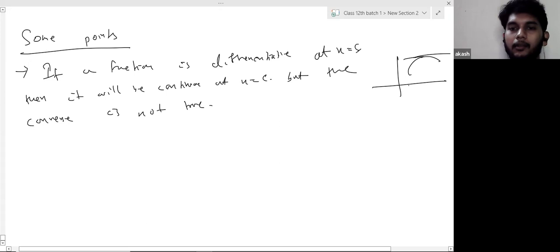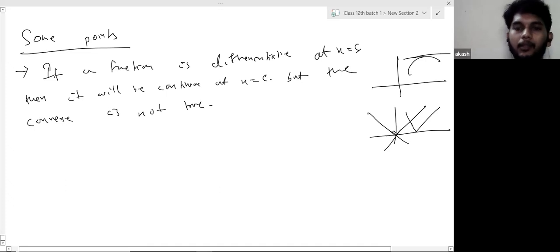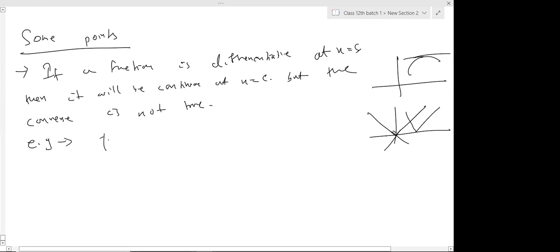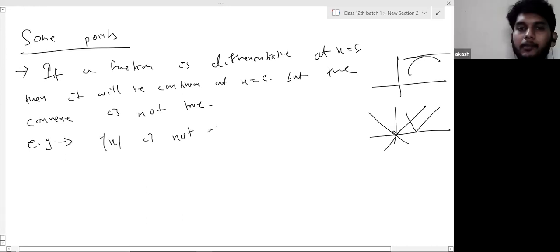But the same is not true for the converse statement, because we know the modulus function, mod x, this graph, is continuous, but we have two tangents here. So this is not differentiable. We just solved this question: mod x at 0 was not differentiable, right? Yes, sir. Mod x is not differentiable but continuous. So this is a very important statement.